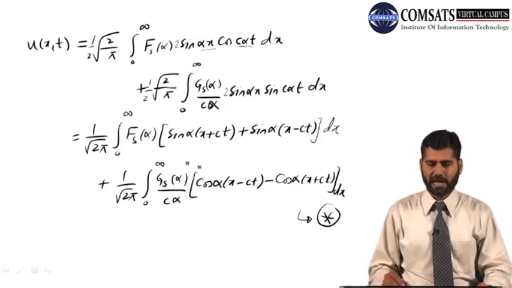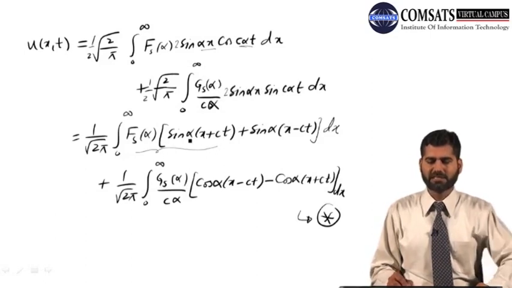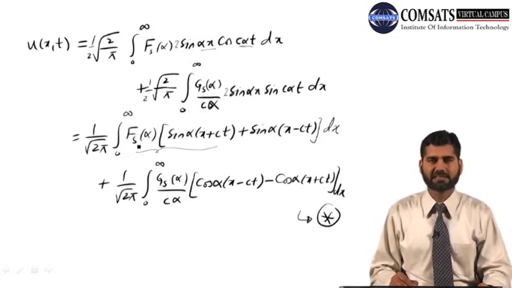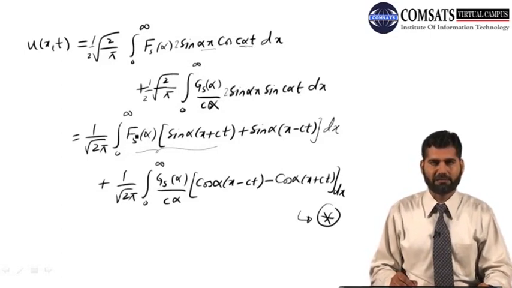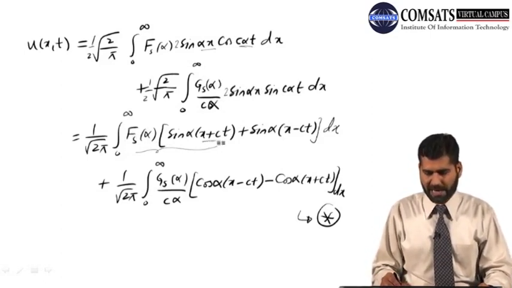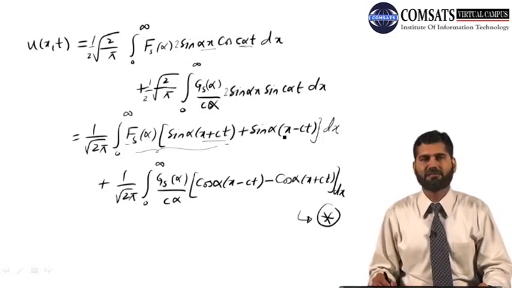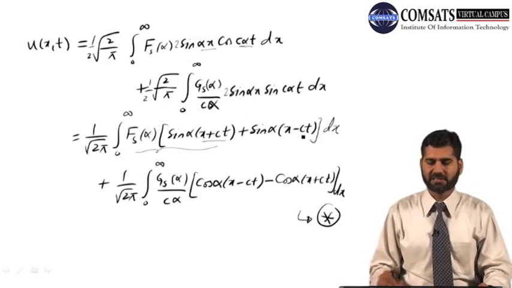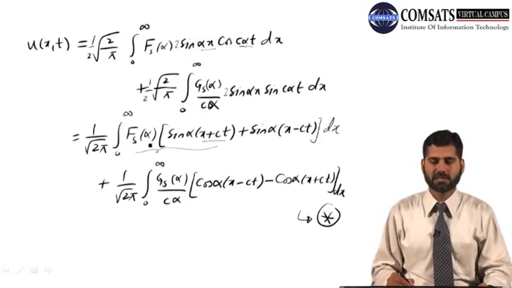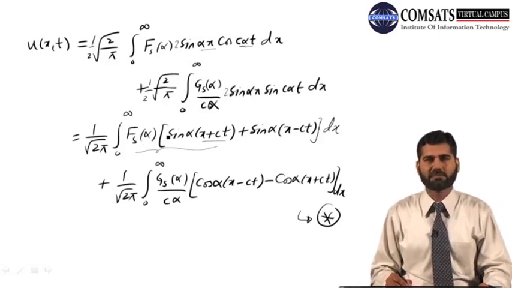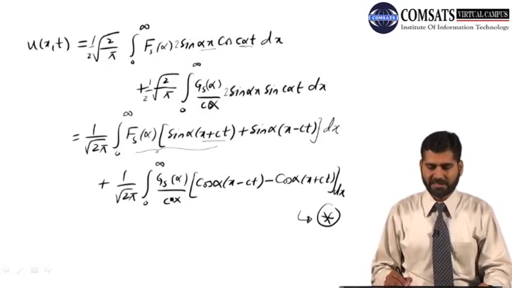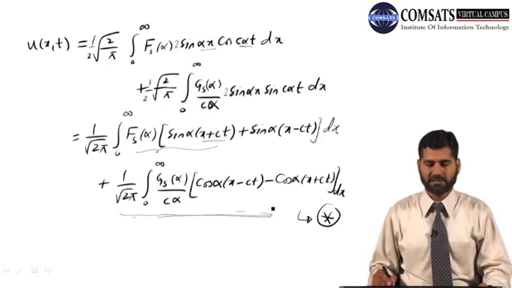Call this equation star, and we will simplify. This is very easy. Because this is the Fourier inverse transform of F_s, it will become small f, but the variable will be x plus ct. So this is f(x plus ct) and this is f(x minus ct). The first one is very simple: it's just 1 over 2 times f(x plus ct) plus f(x minus ct). But the second term has to be manipulated a little bit.